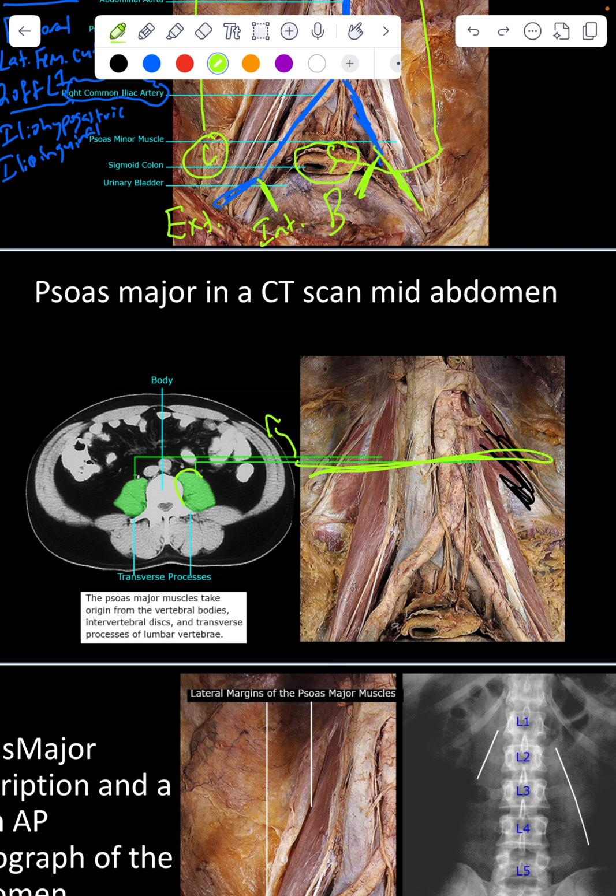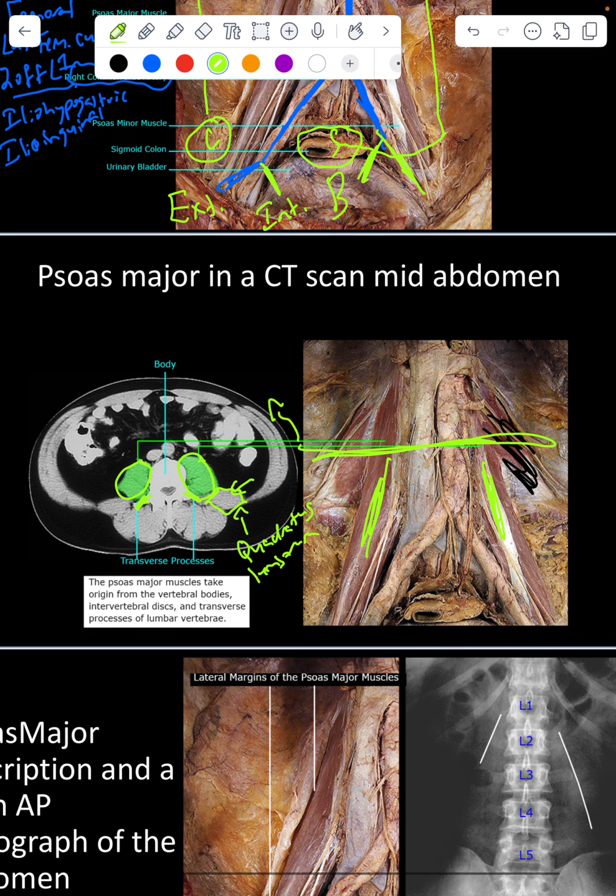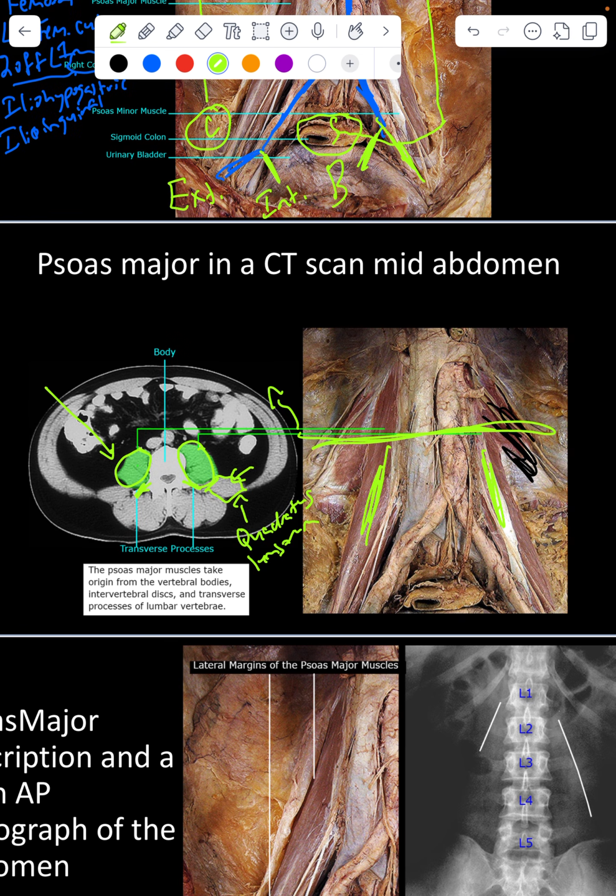So these 2 bigger muscles, round, that come off the transverse process are your psoas major, which is these. The one right behind that has more of like a square shape is actually your quadratus lumborum. And we'll see that as well. So yeah, and then this is psoas major. Sorry for the bad handwriting. Okay.